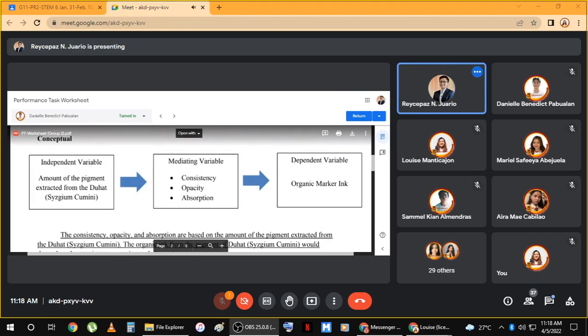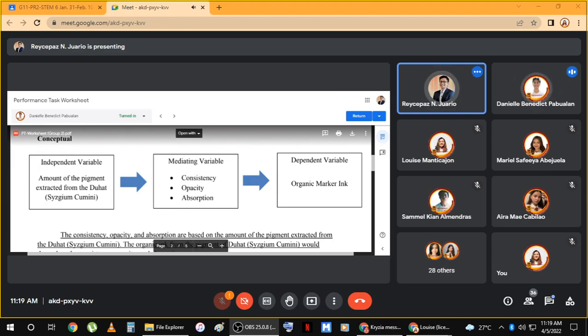All right. How did you identify the dependent variable? Are you sure that this is the dependent variable in your study? Yes sir, because the result depends on the pigment extracted from duhat, sir. Okay, you talked about the word result. The dependent variable is not the result, but it is the part of your research that is being affected. It's not the result.